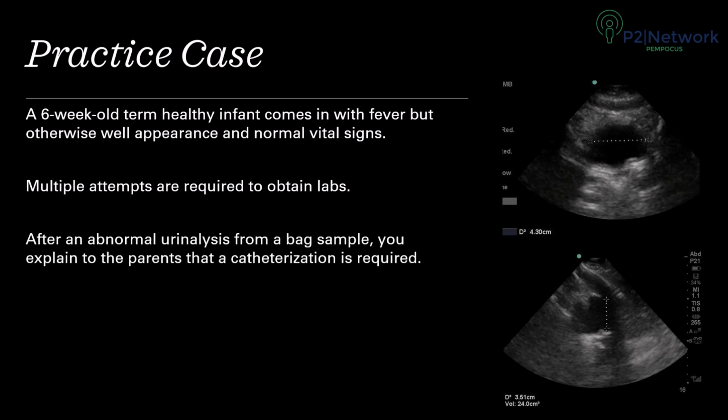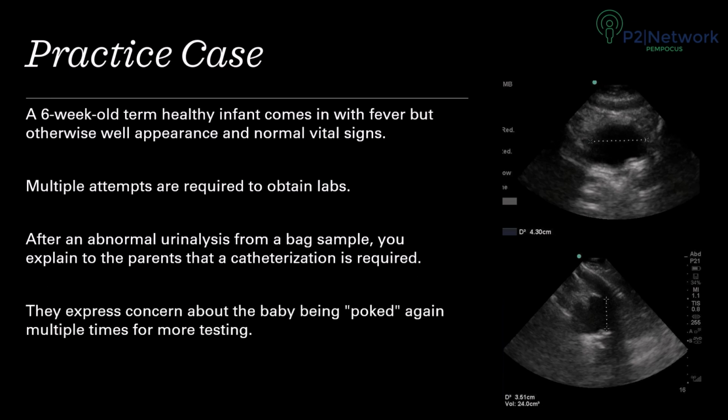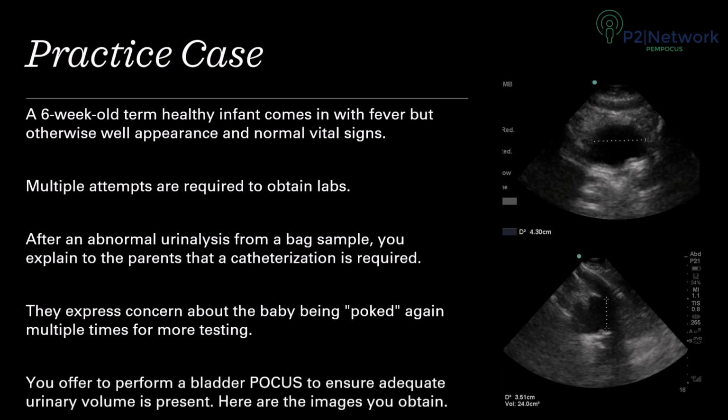We go back to explain to the parents that a catheter urine sample is now required. They express concern about the baby being poked again multiple times for more testing. You remember this lecture, and you offer to perform a bladder focus to ensure adequate urinary volume is present before attempting a cath urine. Here are the images you obtain. Based on these images, do you tell your nurses to proceed with the cath or to wait?